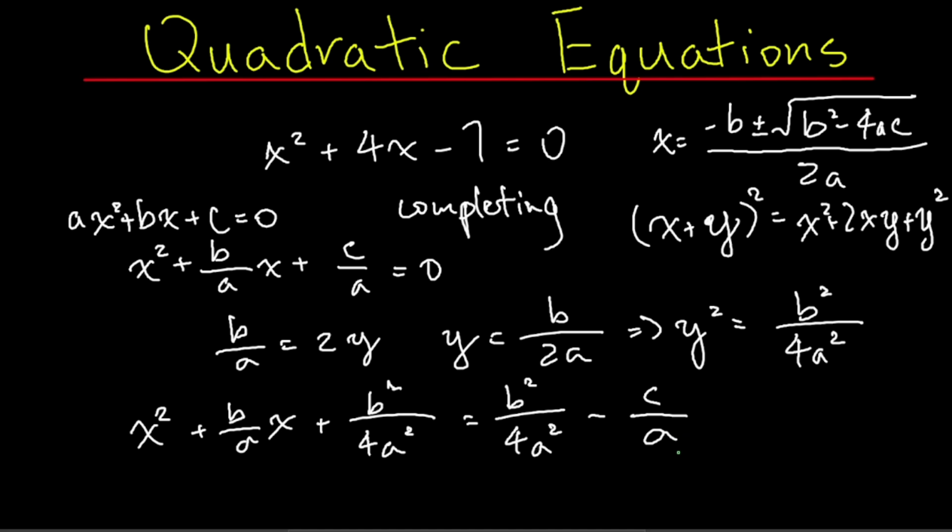minus c over a. Now we know how to complete the square on this side, right? This is already completed. So we know that this is going to be x plus b over 2a squared. And on the right hand side, we can change them to have the same denominator, and that would be b squared minus 4ac over 4a squared.